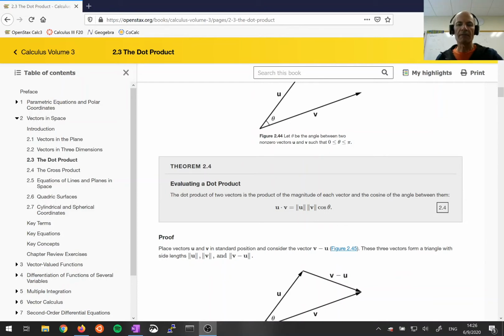If u and v are perpendicular, then we know that the angle between the two of them is pi over 2. The cosine of pi over 2 is 0, and so we can conclude that u dot v is 0. And it goes both ways. If u dot v is 0, then we can conclude that the cosine of the angle between them is 0, so the angle is pi over 2, aka they're perpendicular.